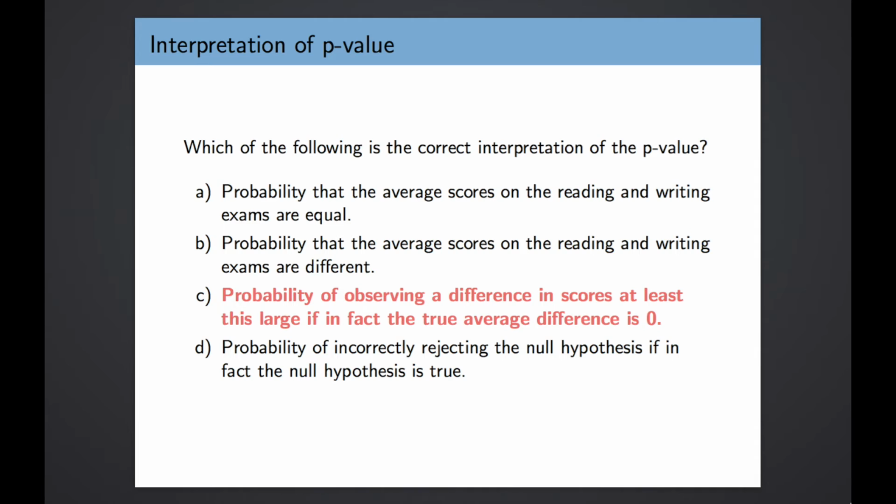So we observed a p-value of 0.384, which means that if the null hypothesis is true, we have a 38.4% chance of observing a difference as extreme or more extreme than we observed. So a 38.4% chance is pretty substantial, so we don't have good evidence to reject the null hypothesis. It's perfectly plausible that we could observe this difference in test scores if the null hypothesis is true, that the difference between reading and writing test scores really is 0.